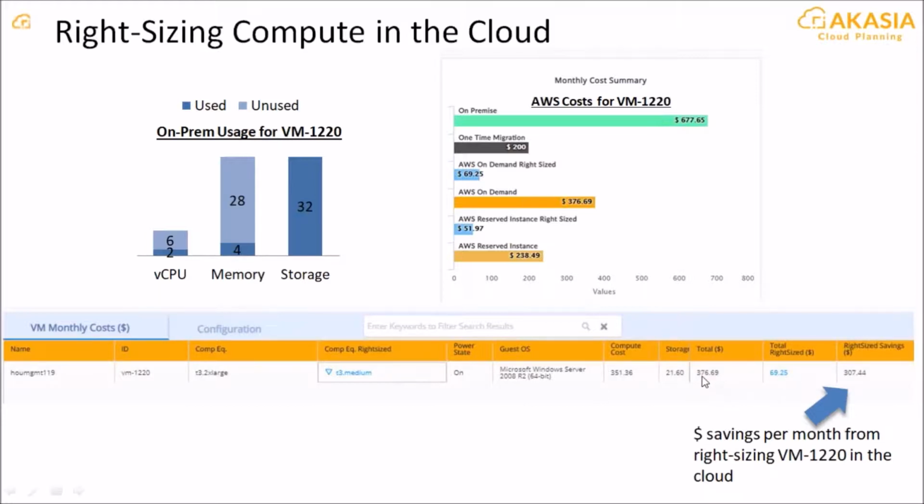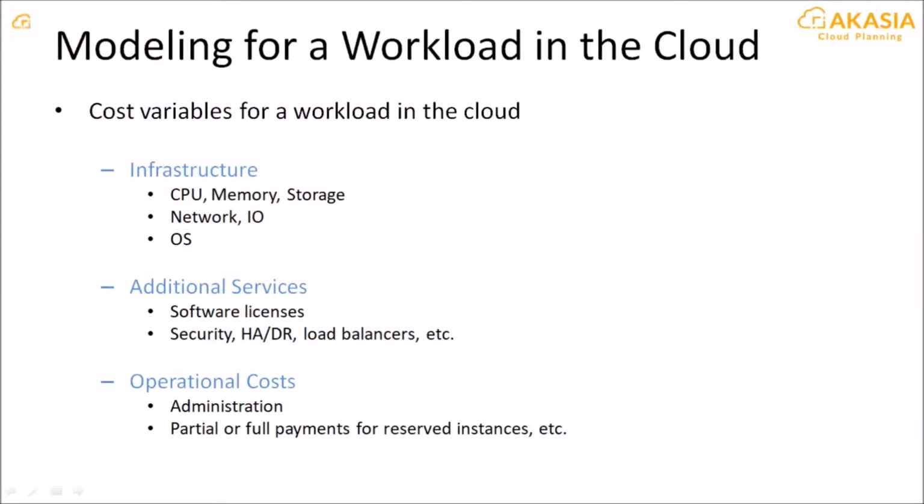Okay, so your total cost of storage will be $376 versus $69. So you're saving $307 a month by right sizing for this one virtual machine. And imagine if you're moving thousands of virtual machines, you stand to save a lot of money by right sizing. So this is what we mean by right sizing.